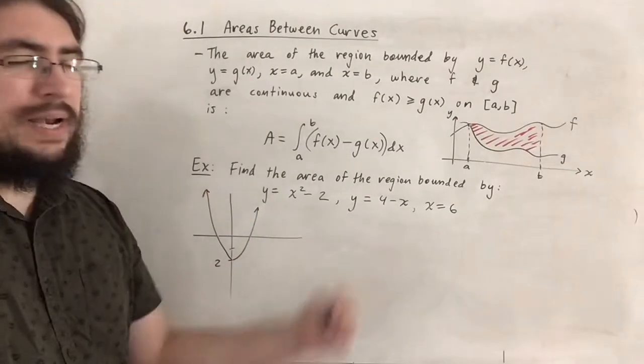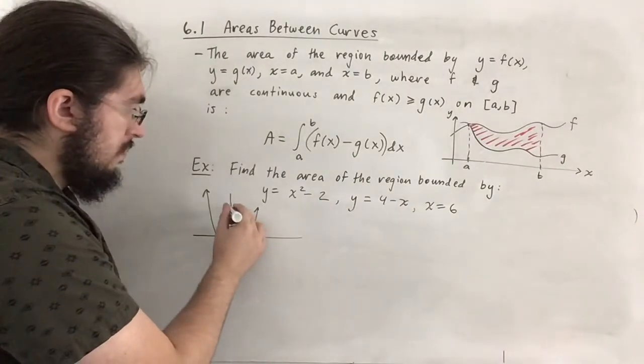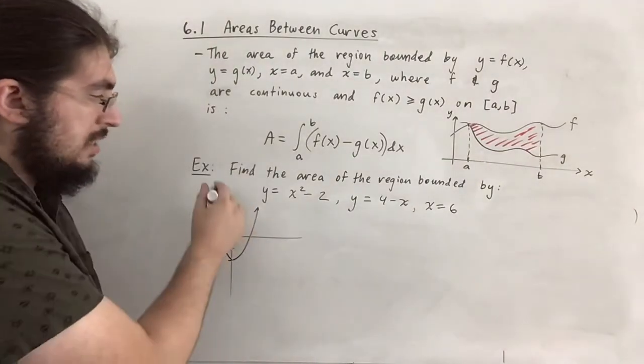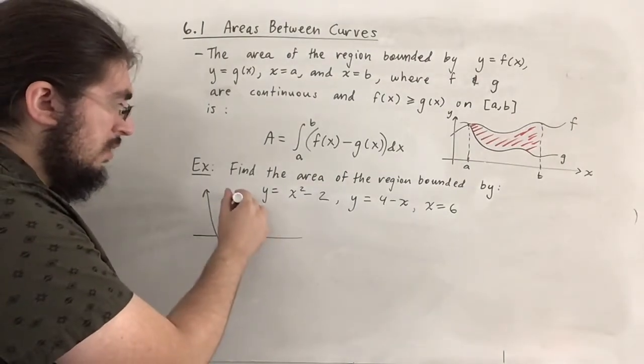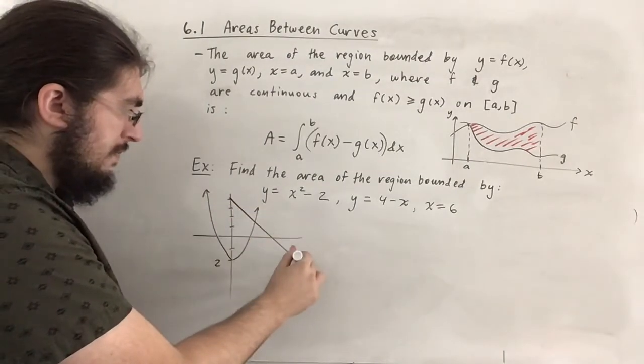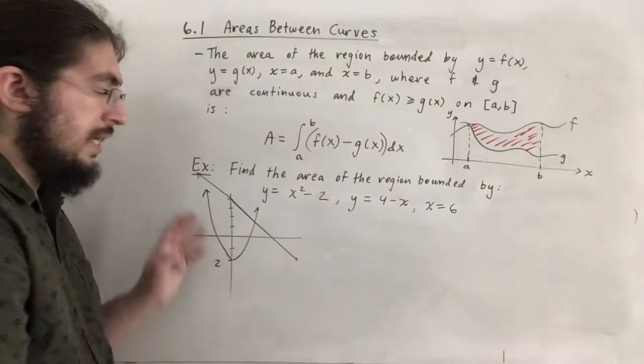Okay, 4 minus x is a line with y-intercept of 4, which is way up here, and a slope of -1. So you go down 1 over 1. So it looks something like this maybe. And look at that, the parabola and the line intersect actually in two places.